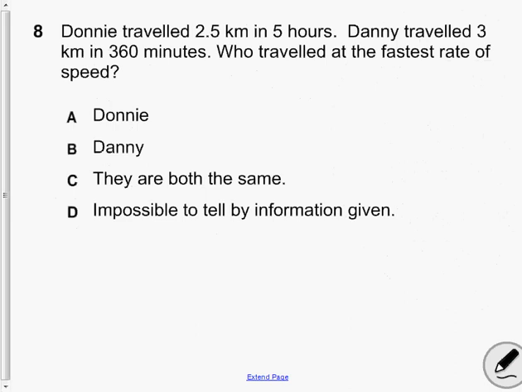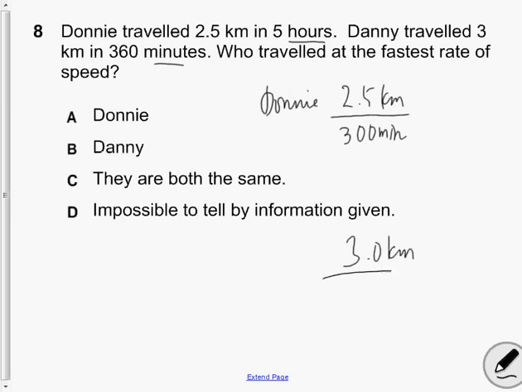Question 8 says, Donnie can travel 2.5 kilometers in 5 hours. Danny can travel 3 kilometers in 360 minutes. Who traveled the fastest rate of speed? The first thing you probably want to do is break them down so that they're not in hours and minutes, but all in constant units. I like changing hours to minutes, so I'm going to put Donnie went 2.5 kilometers in 300 minutes, and Danny went 3 kilometers in 360 minutes.